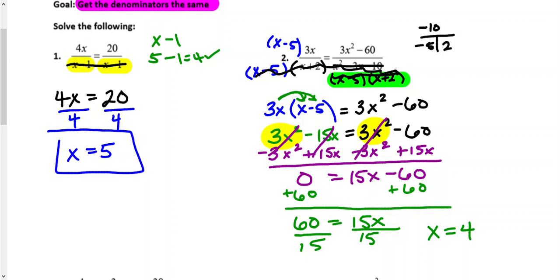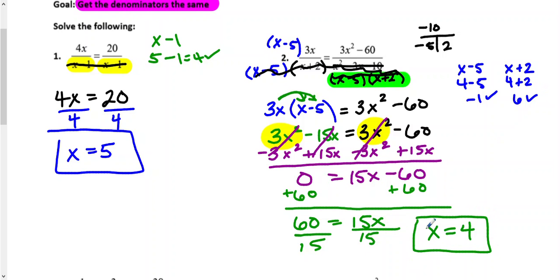But again, we have to check it in our denominator. And our denominators were x minus 5 and x plus 2. So if I take this 4 and plug it in, I get 4 minus 5, which equals negative 1, which is okay. Remember, any number except 0 is okay. So here we're plugging 4 in, 4 plus 2, which gives me 6, and that's okay. So that means x equals 4 is my answer.